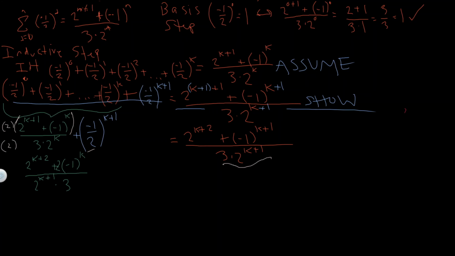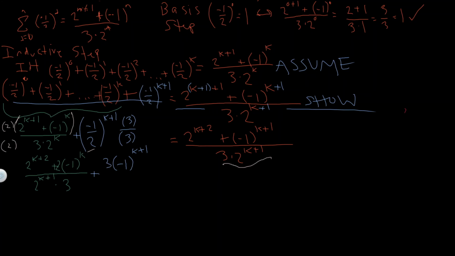And then I'm going to add, in the numerator, I've got negative 1 to the k plus 1. And I'd like to multiply that by 3, actually, over 3. And so then that'll give me a 3 here.